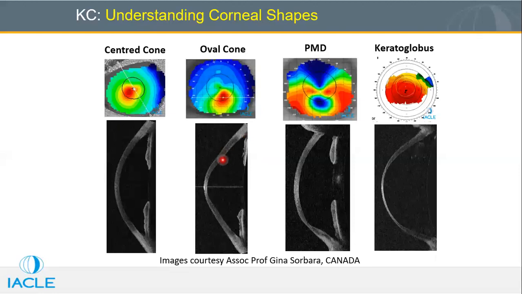So if you see the OCT picture of that cornea, we are seeing the highest protrusion point here in this area. It is not centered, it is slightly shifted infratemporally. And even this protrusion area is large, so that's why it's an oval cone. And this is a PMD. PMD is very easy to identify by seeing this topographical feature only.